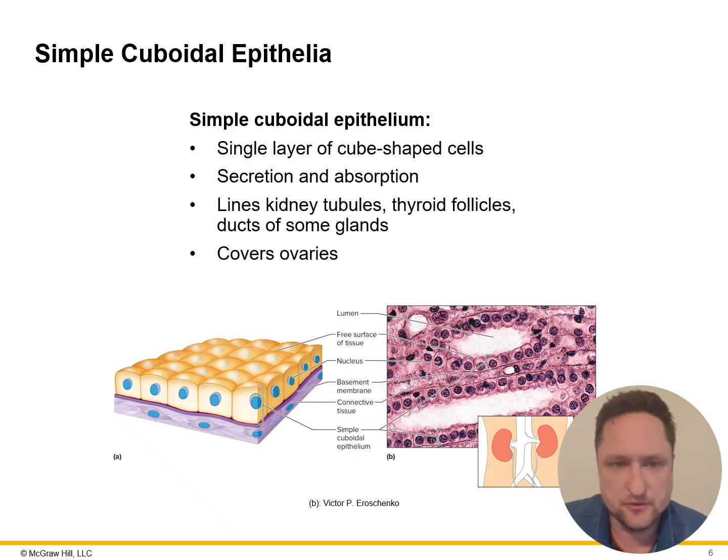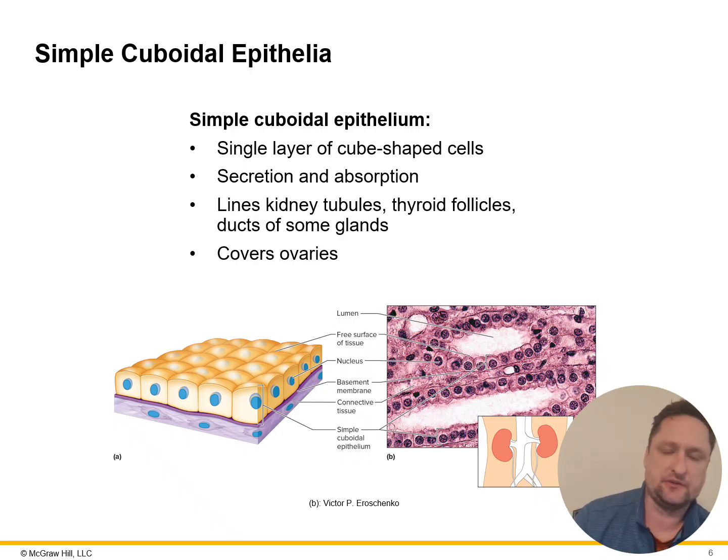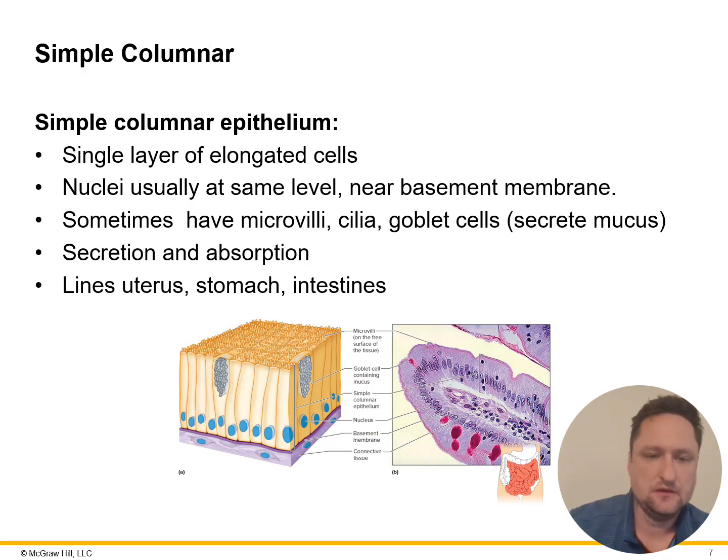Okay, so simple cuboidal epithelium provides more structural support than squamous epithelium while maintaining efficient transport functions. So we have one layer cubed, simple cuboidal. Okay, simple columnar, one layer column.